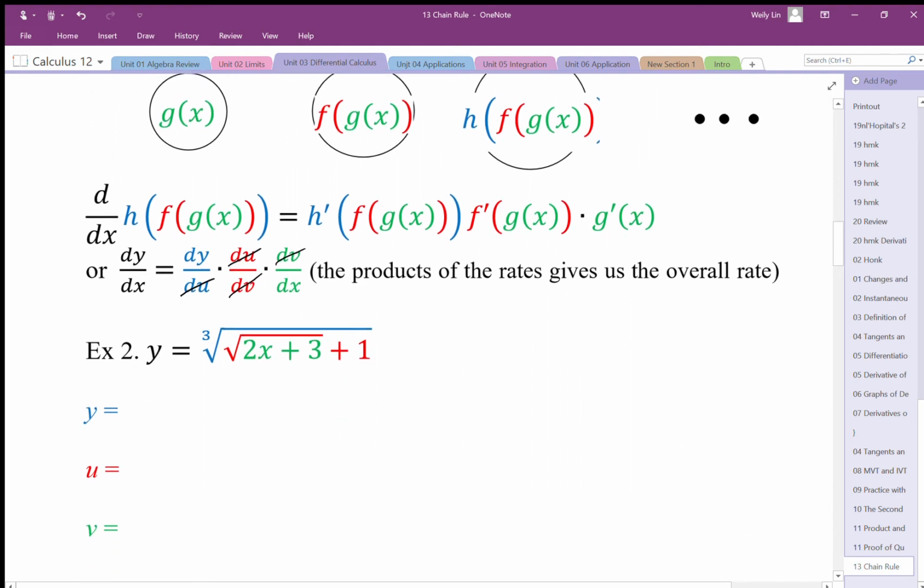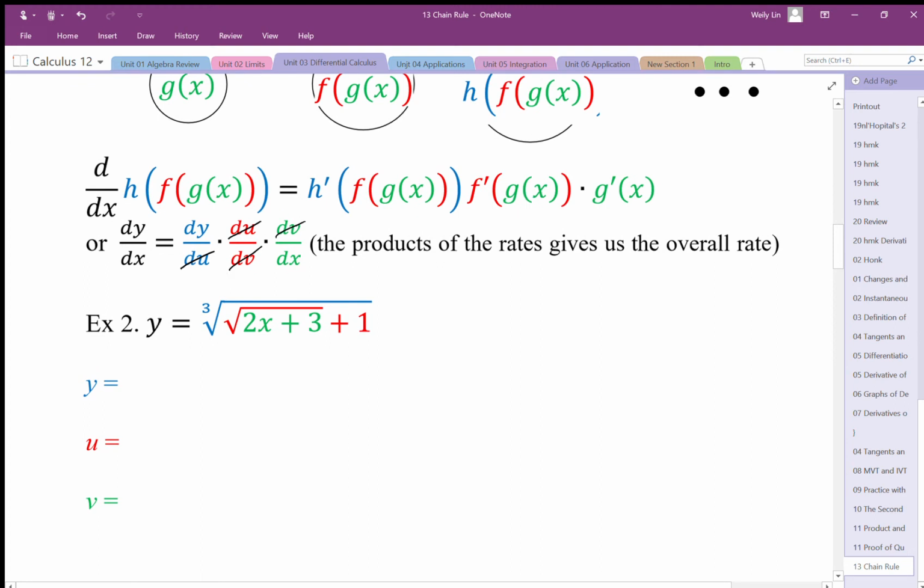Okay, so how does this work? Let's work this out and break it down into pieces. Again, as we get better at this, we will be more efficient and just recognize outside to inside functions. But for now, we're going to be very clear: what are the outside pieces, and what are the inside pieces?